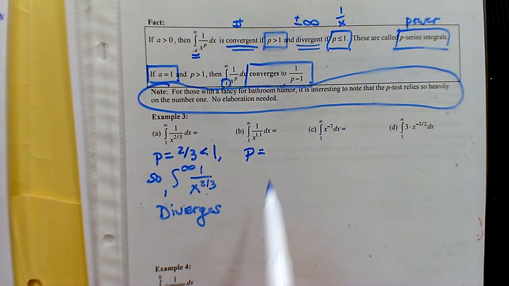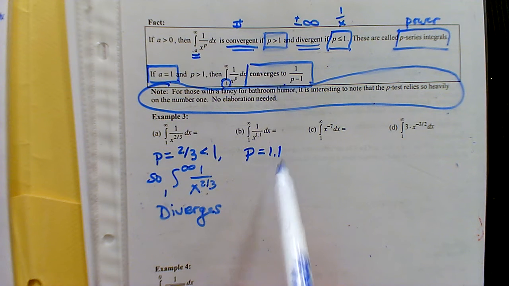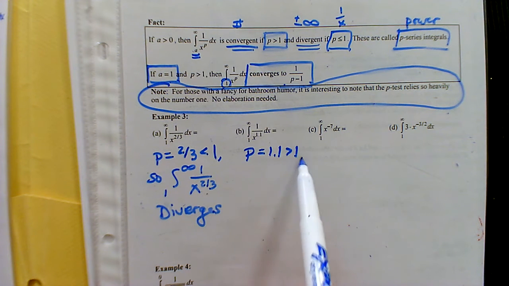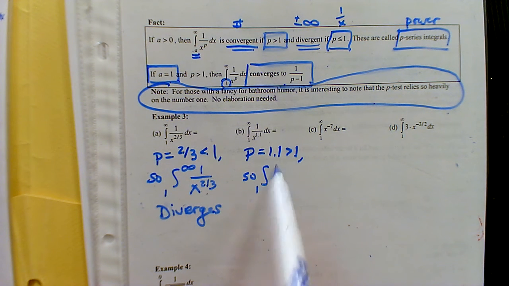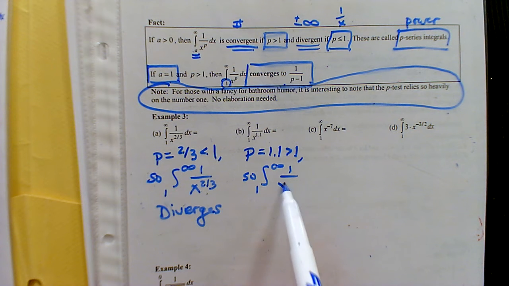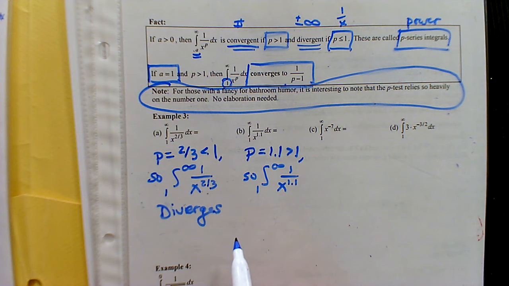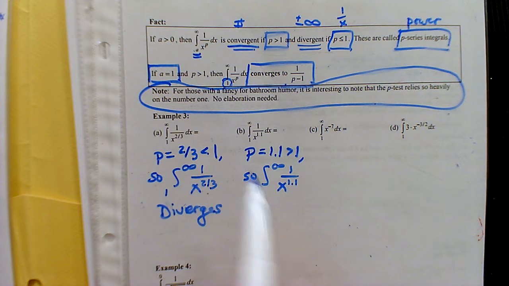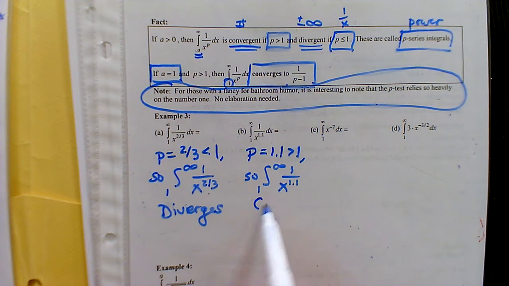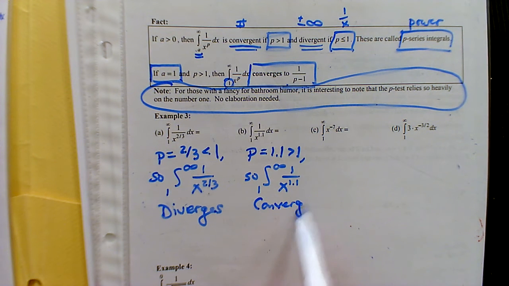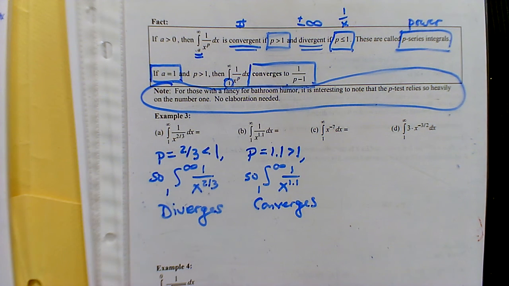P-value? Larger than 1. 1.1, which is larger than 1. So what does the integral do? Converges. Okay, so we know it converges.